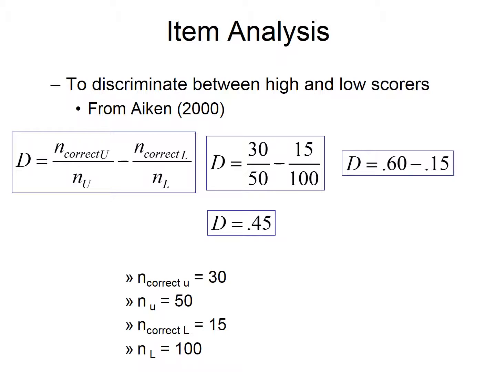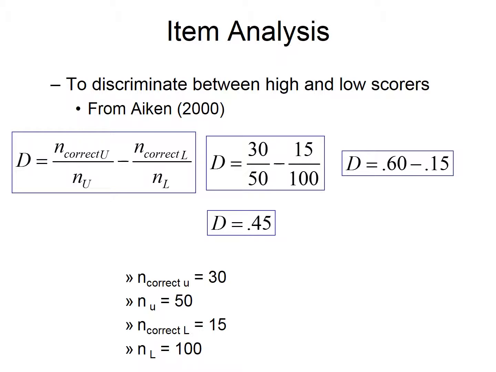We now look at the second part of the equation, the minus. The number correct in the lower group: in this case, 15 got it correct out of the lower group. And how many people were in that lower group? 100. So 30 divided by 50 minus 15 divided by 100 becomes 0.6 minus 0.15. We get a D of 0.45. That's above a D of 0.35. This item is a fairly decent discriminator between top performers and bottom performers. Again, not perfect. Notice that only 30 out of 50 of the top performers got it right, and some of the people in the lower category got it right.